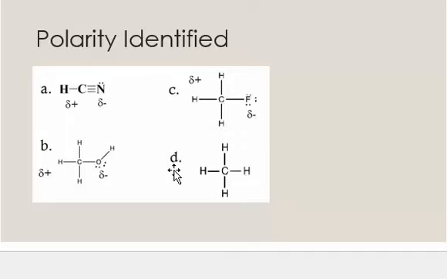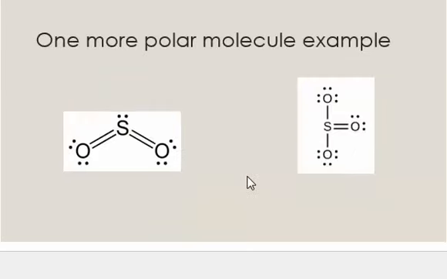Molecule D is nonpolar. Carbon has no lone pairs and it is bonded to 4 atoms of the same element, hydrogen. Let's look at one more example.